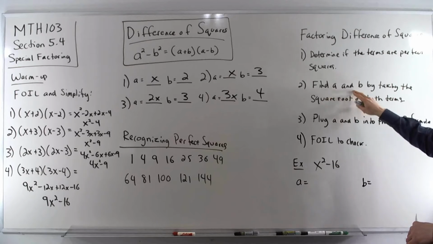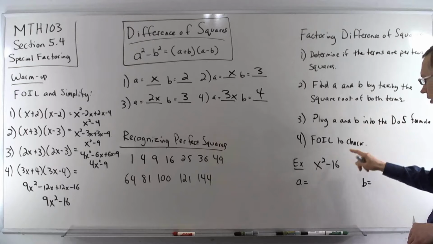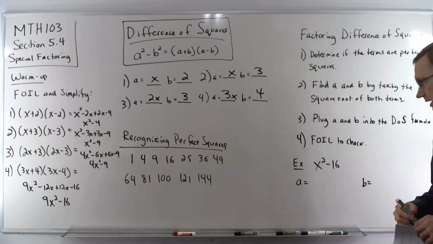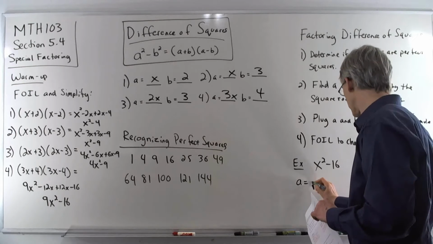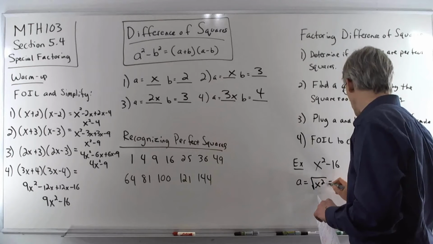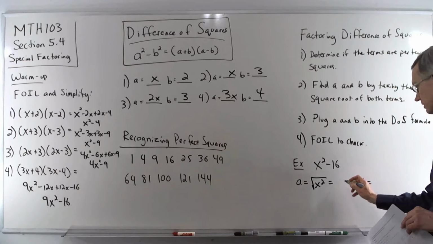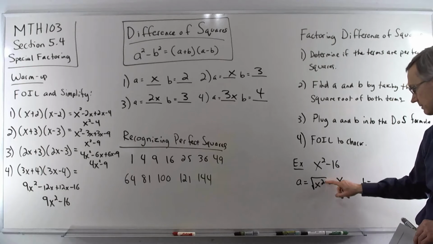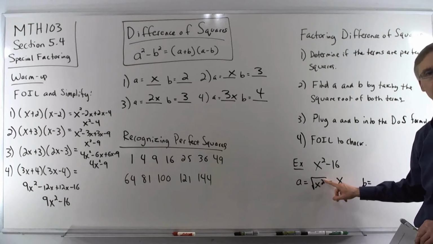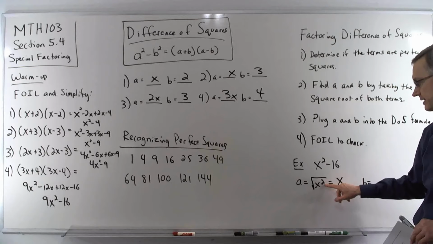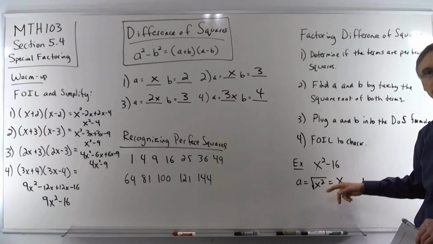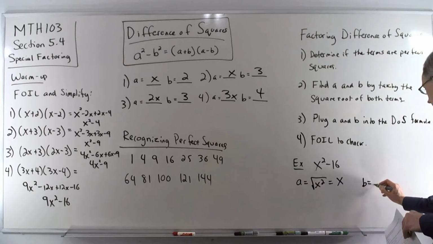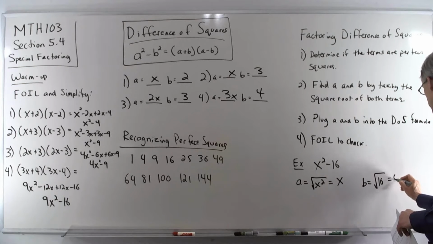All right, now we're going to find a and b by taking the square root of both of these terms. We're going to take the square root of x squared and the square root of 16. A is the square root of x squared. Now if you take the square root of something squared, you just get the variable itself, x. The reason that's true is we take that exponent and divide it by 2. So if this were x to the 6th power, the square root would be x to the 3rd. B is the square root of 16, and that is 4.